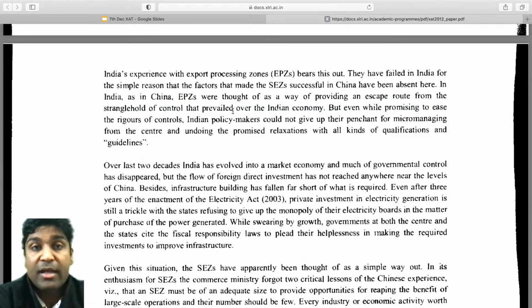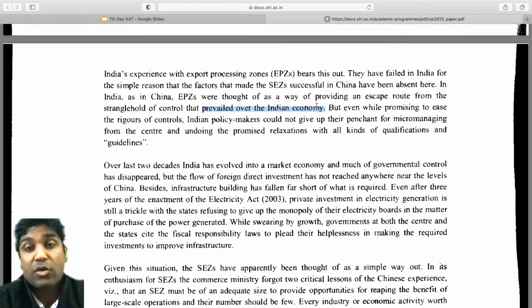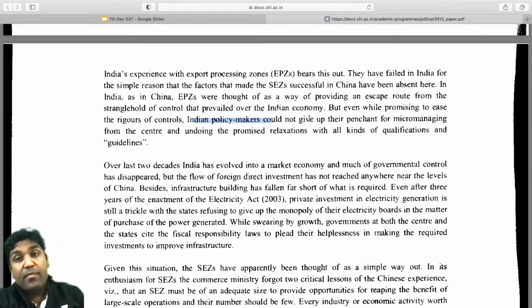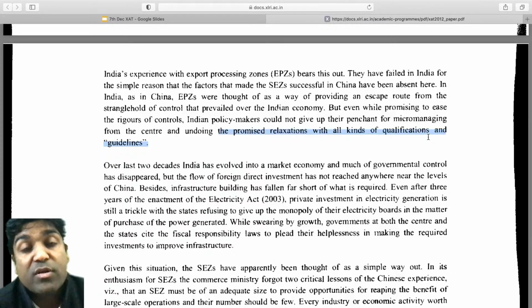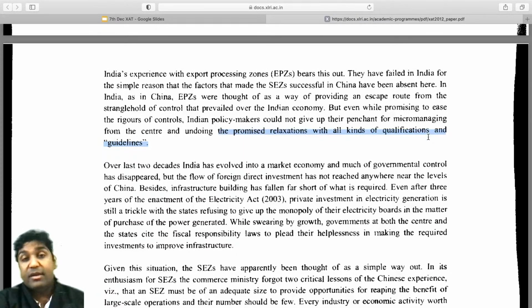In India, as in China, EPZs were thought of as a way of providing an escape route from the stranglehold of control that prevailed over the Indian economy. But even while promising to ease the rigors of control, Indian policymakers could not give up their penchant, their affection or their hobby, their liking towards something. They like micromanaging from the center and undoing the promised relaxations with all kinds of qualifications and guidelines. They are saying that things which worked out in China are not happening here in India.